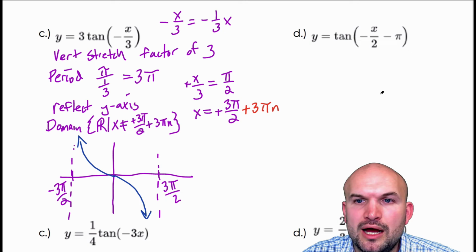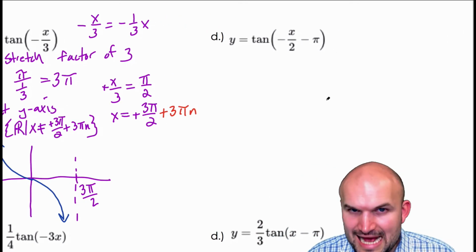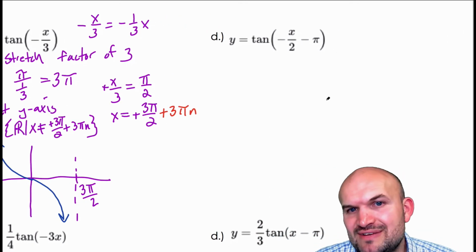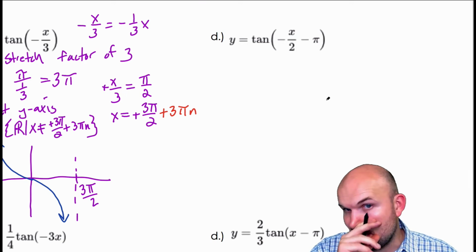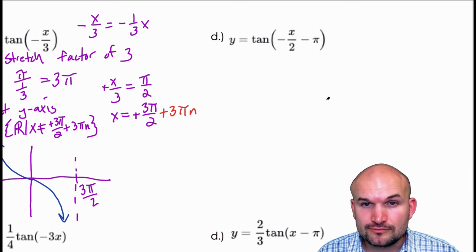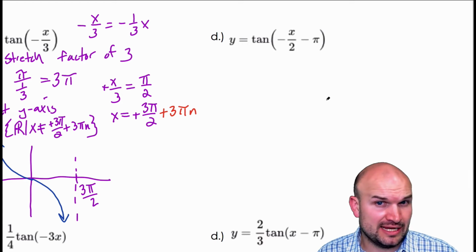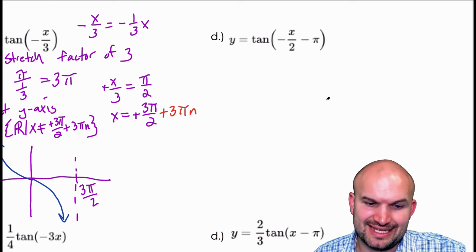Boom. All right, next one. Tangent, y equals tangent of negative x divided by 2 minus pi. All right, looks good, but I have a negative I don't like, and I have a 2. So I'm going to want to get those out.